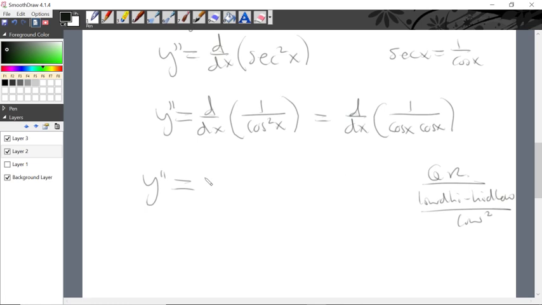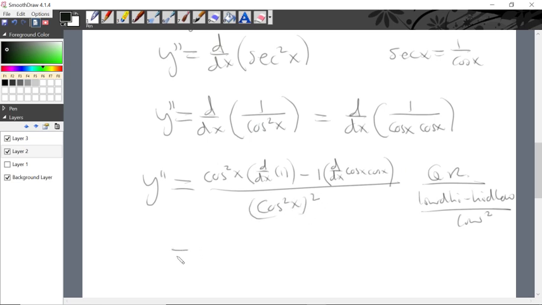Okay, so we start with cosine squared x, that's the low function, times the derivative of the high function, right? The derivative with respect to x of 1, and the derivative of a constant will be 0, minus the high function, which is 1, times the derivative of the bottom function. We need the derivative with respect to x of the product, cosine x times cosine x, over the denominator squared.